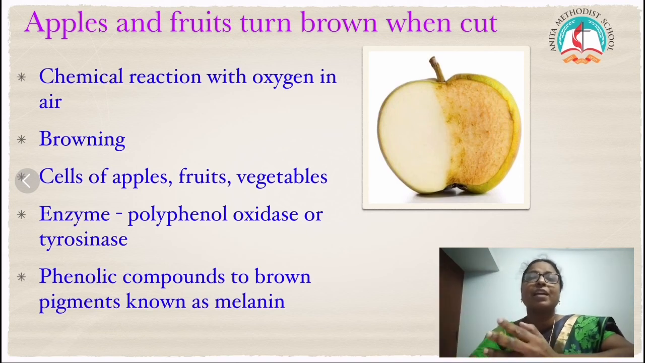When the oxidation happens, the phenolic compounds convert into brown pigments known as melanin. Okay, the brown pigment is known as melanin. Do you understand, children? Yes? Good.